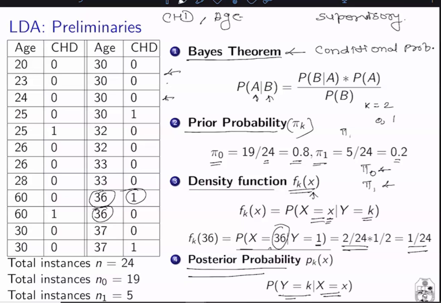In case of the posterior probability, we are calculating the probability of an observation belonging to a particular class K, which in case of the binary classification may be 0 or 1, when the value of age is given. So that is called the posterior probability. In case of the logistic regression algorithm, we have calculated the posterior probability using a sigmoid function.